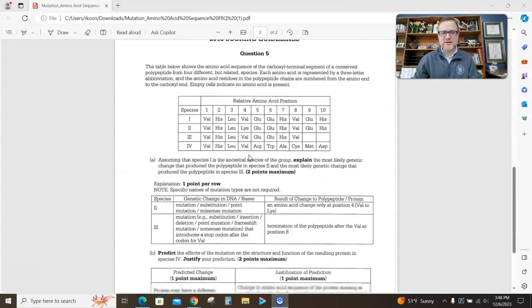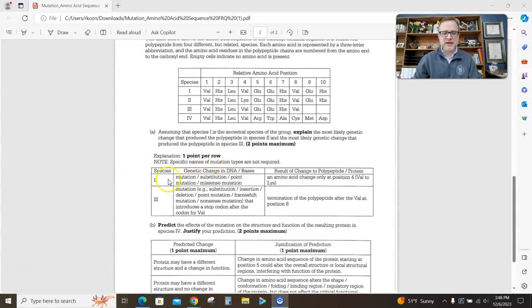Looking at the rubric, look what they accepted. So for the first point, how do I go from species 1 to 2? So 1 position, the valine became a lysine. All you had to say was that there was a mutation that changed the amino acid at position 4. Now, you probably can guess that it was a substitution or a point mutation. It's a missense mutation. All those are correct, but all you had to say was that it was a mutation that changed position 4.